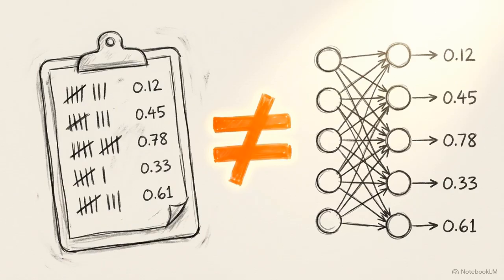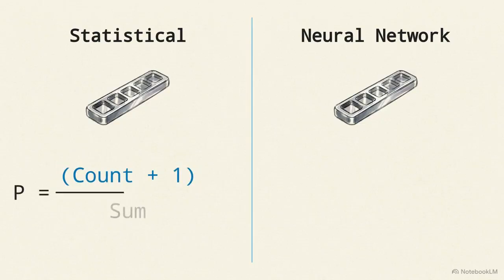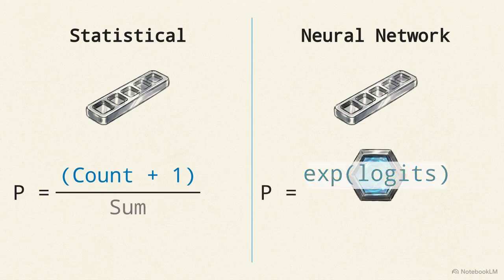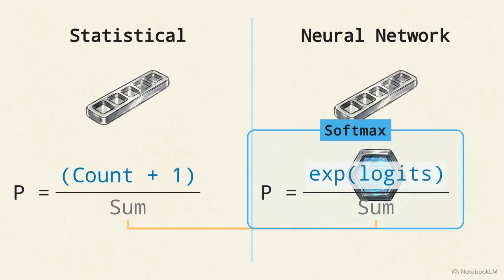Structurally, this neural network is engineered to output the exact same normalized probability distribution that we previously calculated by hand using basic tallying. Looking at both methods side by side, we see the mathematical equivalence. The manual statistical method calculates probabilities as counts plus 1 divided by the sum. The neural network calculates probabilities as exponentiated logits divided by the sum. This final transformation in the neural network is explicitly known as a softmax layer. It perfectly mirrors the manual row-wise normalization we performed on our integer matrix.